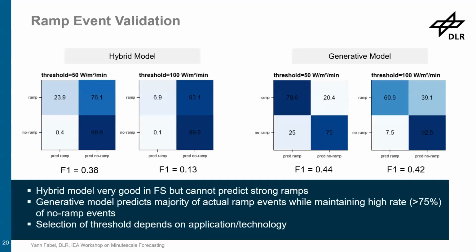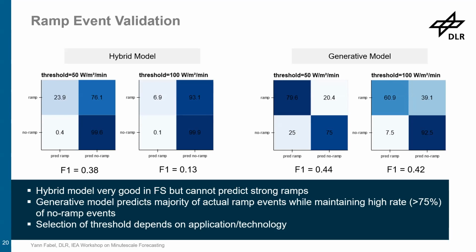as validation metrics. Here you can see on the left the results from the hybrid model I presented earlier and the results for the generative model. As you can see, the goal would be to have 100% on the diagonal. But the hybrid model, for both thresholds of 50 watts per square meter and 100 watts per square meter, is not really capable of predicting those ramps, especially the ones that are stronger.